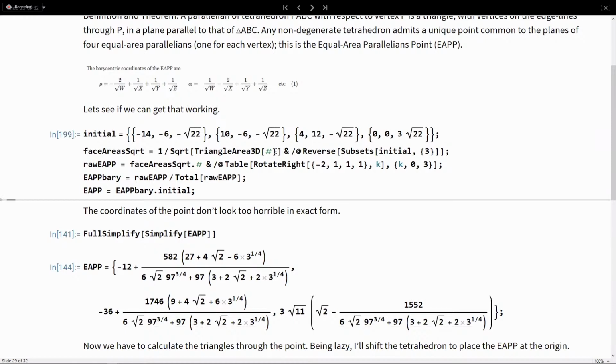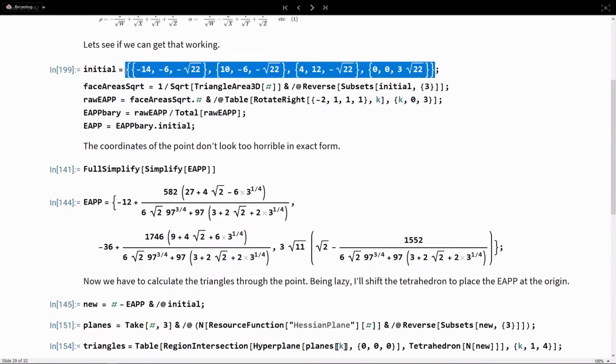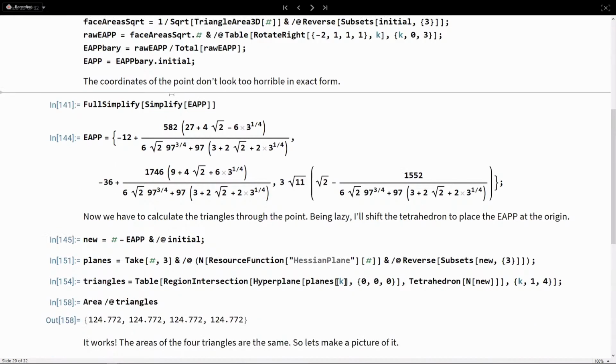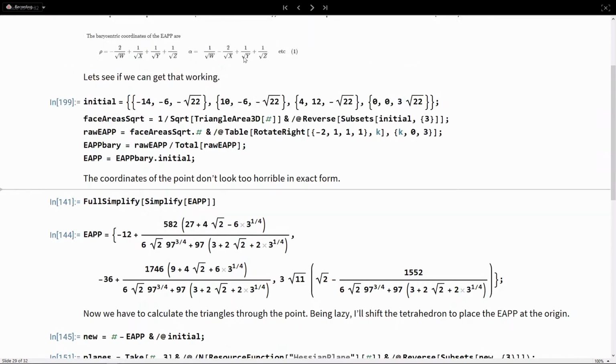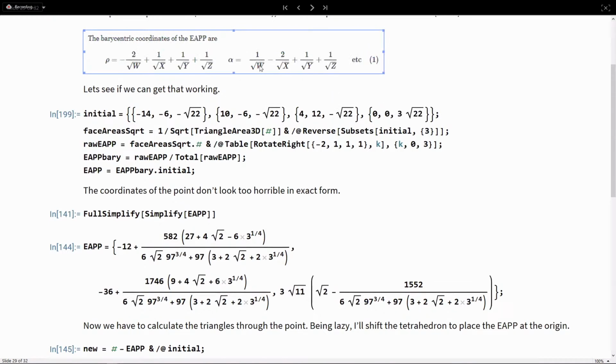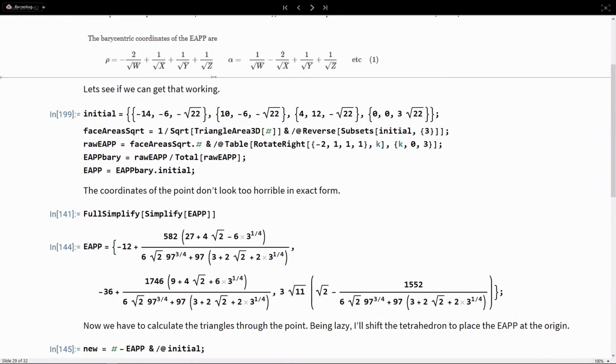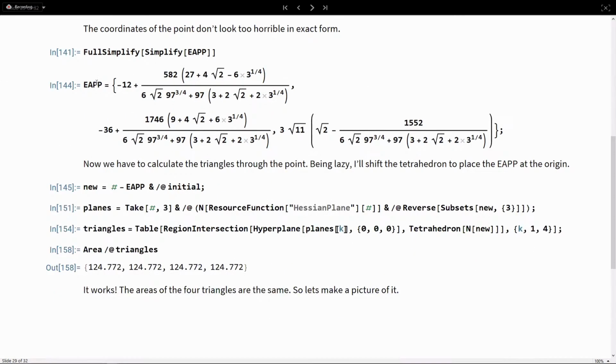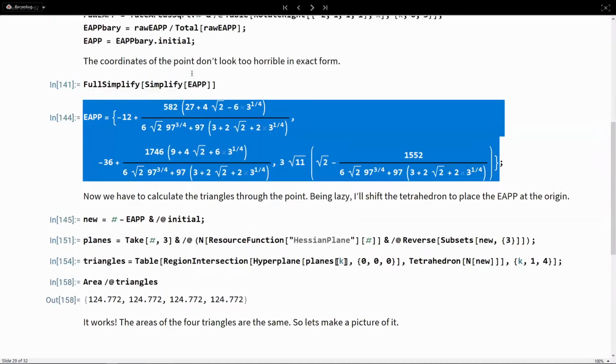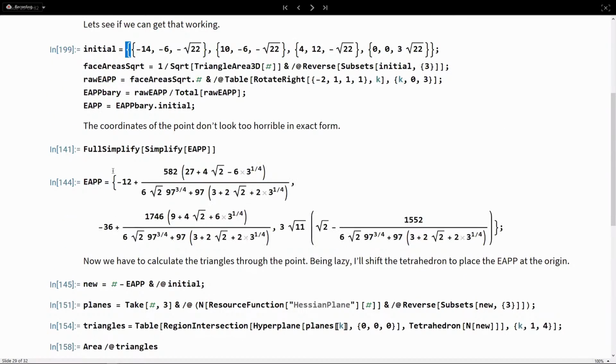We have a tetrahedron, and it turns out if we follow this formula here, these are the face areas. W is the face area of one face. These are the 4 face areas. If we use this formula to generate barycentric coordinates, we get for this tetrahedron, we get this point.